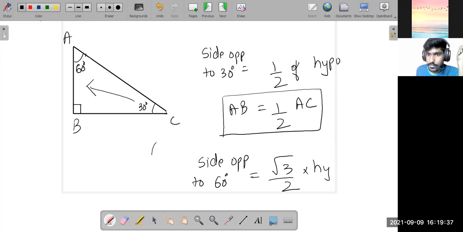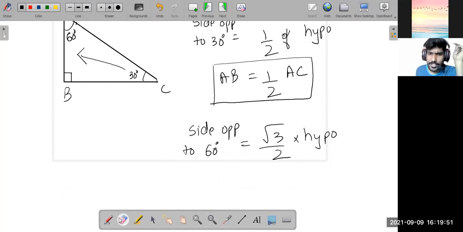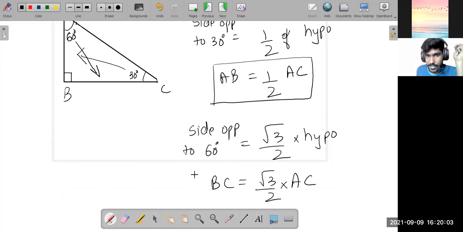Why so much confusion, √3 upon 2 and all of that? Why not just take 2 times, 3 times? For 45, 45, 90 it will be easy. Only for 30, 60 you have to remember. So the side opposite to 60 degrees, BC, is √3 upon 2 times the hypotenuse, that is AC.